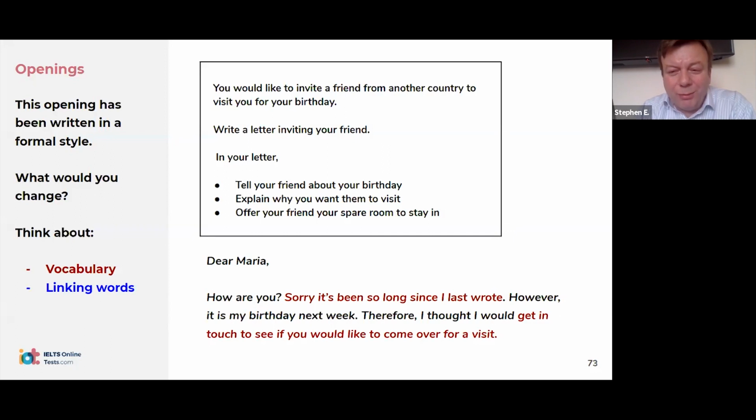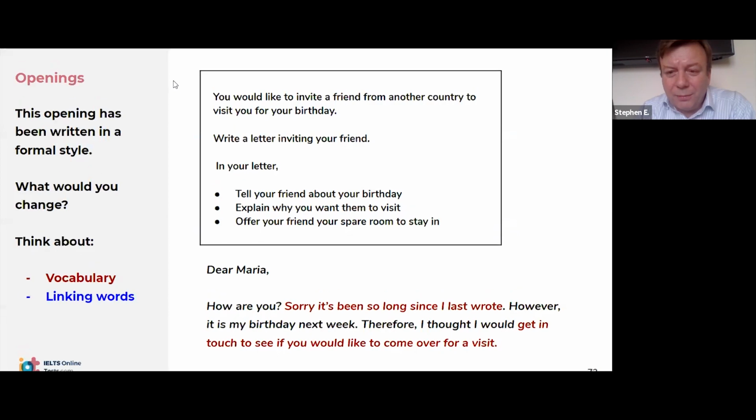And then we've got some linking words. What could we change those to? They're quite formal. Can you think of anything you might change them to? Let's have a look. Anything you would change the linking words to? Other linking words, but maybe not so formal. Let's have a look. Okay.